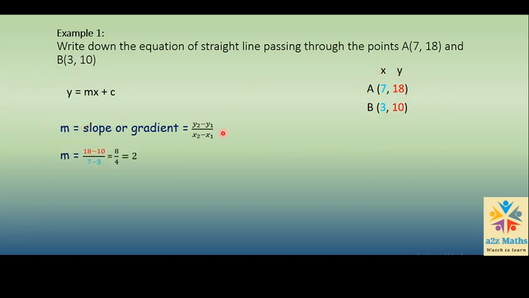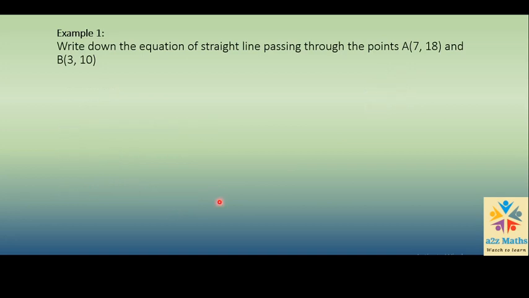You can see it is 18 minus 10 over 7 minus 3, which simplifies to 2. Now plug this 2 in place of m, which will give you y equals 2x plus c. So half the part is done. The second part is to find the y-intercept. For that, we take either point A or B and plug it into this. So now let's solve it.